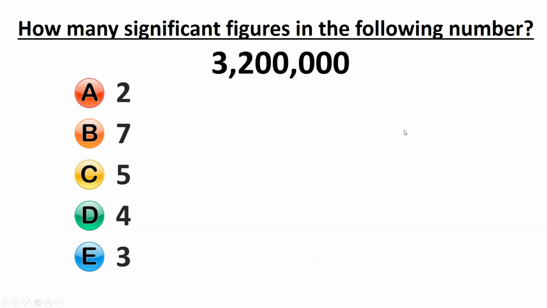All right, try this one, a really big number. 3,200,000. Huge number. But does it have a lot of significant figures or not? These are all trailing zeros. And I don't see a decimal anywhere here. So these trailing zeros do not count. So we only have 2 significant figures.